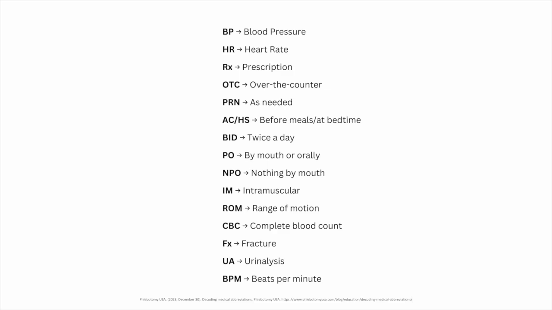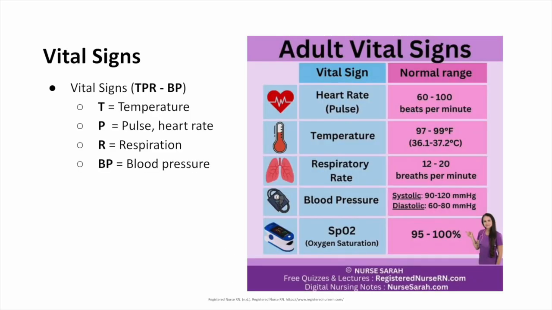BPM stands for beats per minute, as in heartbeats per minute. So there are some abbreviations for vital signs too. People refer to it as TPRBP. The most important four vital signs are temperature, which stands for T, pulse or heart rate, P, respiration rate, R, and blood pressure, BP. Hence TPRBP. And to the right, I also attached the normal range of vital signs for adults, but I'm not asking anyone to memorize this, though it would be great to know at the back of your mind if you ever test yourself.